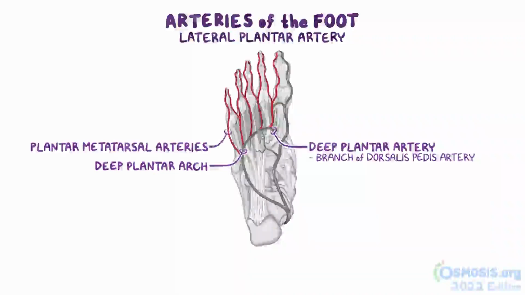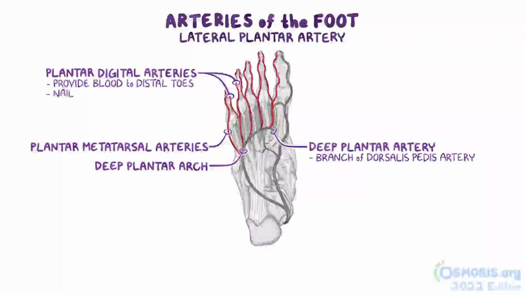The plantar metatarsal arteries divide near the base of the proximal phalanges to form the plantar digital arteries, supplying adjacent toes. The plantar digital arteries typically provide most of the blood reaching the distal toes, including the nail bed, via perforating and dorsal branches.